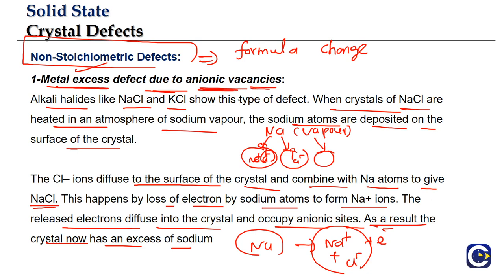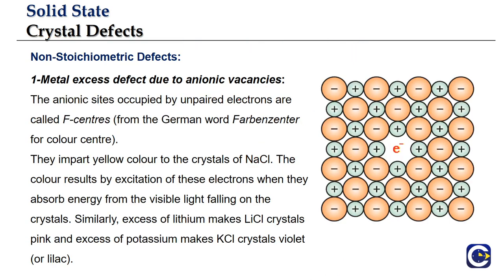Why are we using the word anionic vacancies? Because the previous places where anions were there, some of those places are now taken by the electrons. And there is an interesting thing about it. These anionic sites, which are occupied by the unpaired electrons, are also called F centers, which will give characteristic colors. F center basically comes from the German word Farbenzenter, basically for the color.